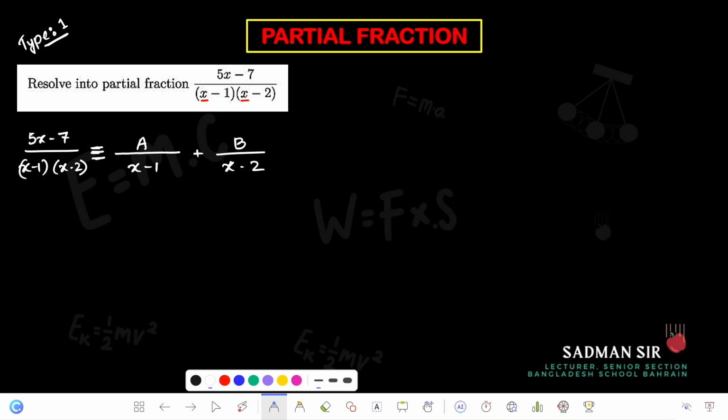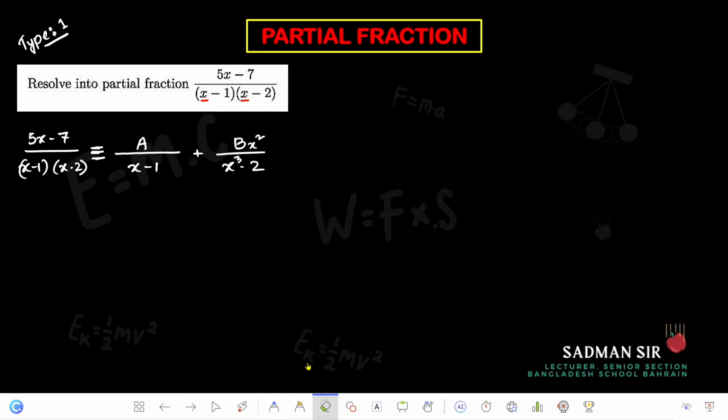I will explain again. In the denominator, whatever the power of x is, for example, if it was x cube, then I will write it here x square. The degree of x in the numerator should be 1 less than the degree of the variable in the denominator. Understood?